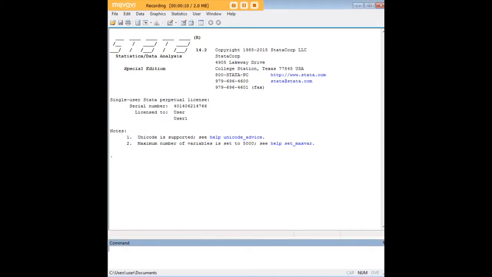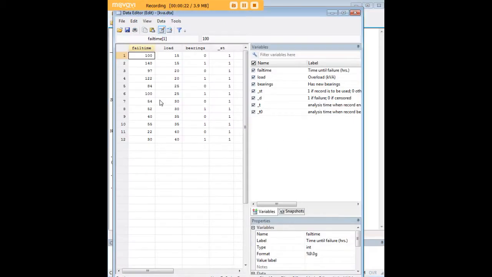In order to do so, the first thing we'll do is load the KVA dataset that Stata documentation uses for survival models. This is a generator experiment, and we see that there's a fail time for each of 12 generators measured in hours. What we're interested in is the effect of load, measured as overload in KVA, and bearings on fail time.